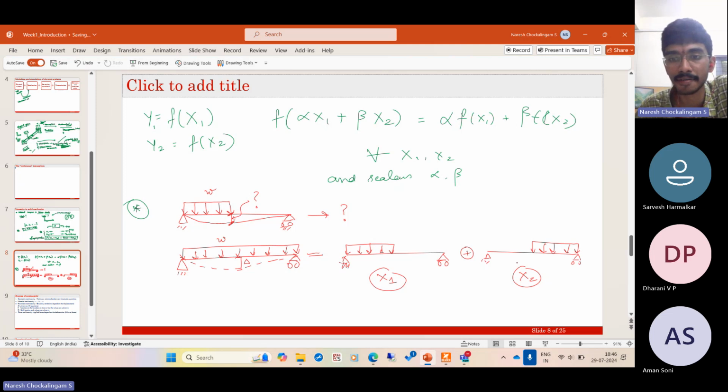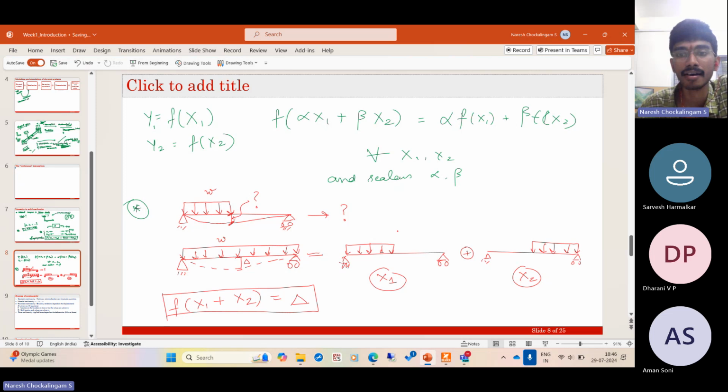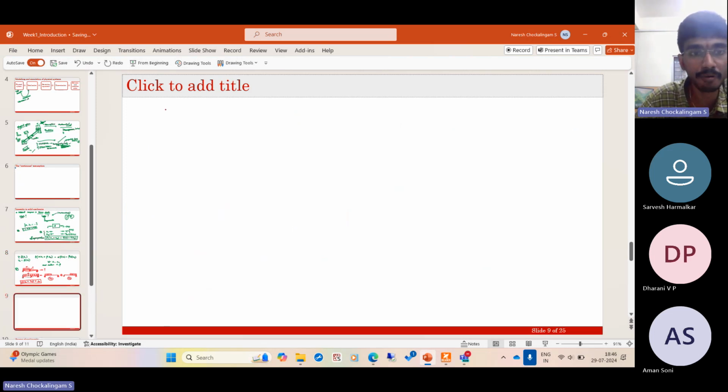Under these conditions, we know that f of x1 plus x2 is equal to delta. This is what I'm giving you, right? Giving you f of x1 plus x2 is equal to delta. So here, let me put it this way. The input is some kind of loading.